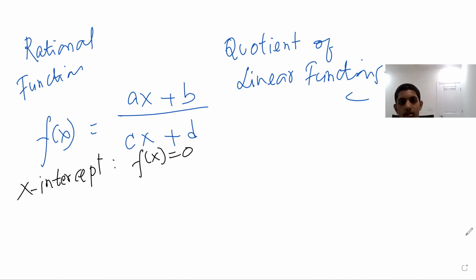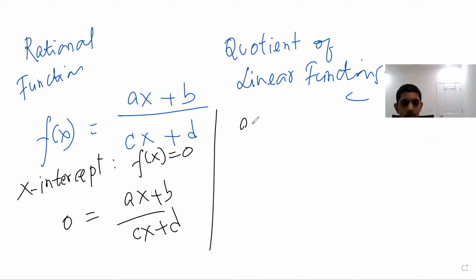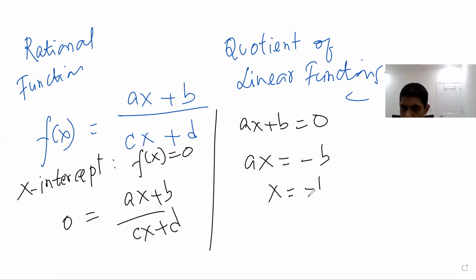Zero. Where f of x is zero. So I'll put f of x as zero and then calculate. So I have ax plus b over cx plus d. That means the numerator should be zero, right? That means ax plus b should be equal to zero, because only zero times anything is 0, right? So from here we can calculate that ax equals minus b, x equals minus b by a, correct? So this numerator should be 0 to get the x-intercept. Now, how do you find the y-intercept?